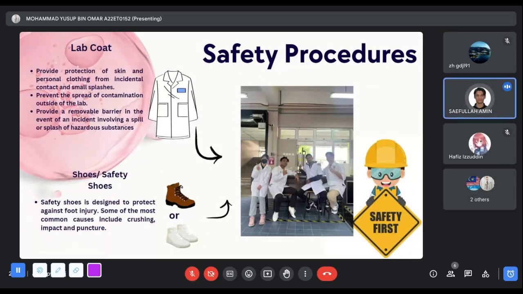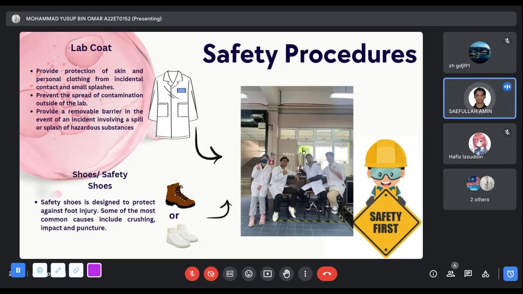So for the safety procedure, as usual, while conducting the experiment we need to wear our PPE, which is our lab coat. Its function is to provide protection of skin and personal clothing from incidental contact and small splashes. Also to prevent the spread, and also to provide a removable barrier.